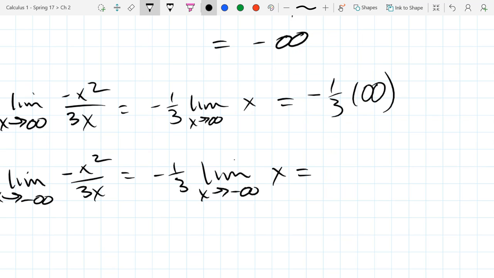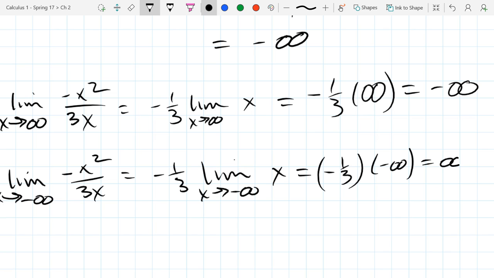This is the identity limit right here, where you're just taking that value and dropping it in where you see x. And this is negative times infinity, which is negative infinity. And our second limit, x approaches negative infinity. It's really similar, except we get negative infinity. So identity limit again, we're just dropping in negative infinity. But this time we have negative times negative. So we're going to get positive infinity. So negatives still cancel out when you multiply.